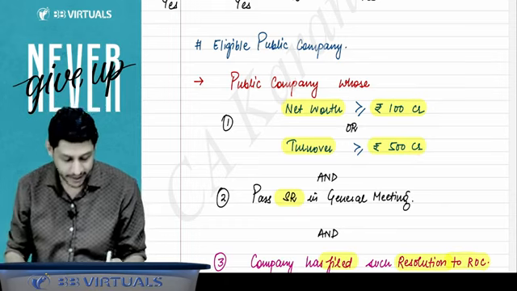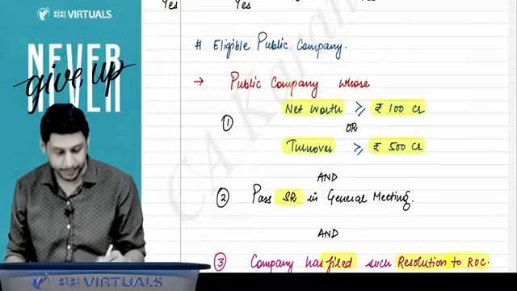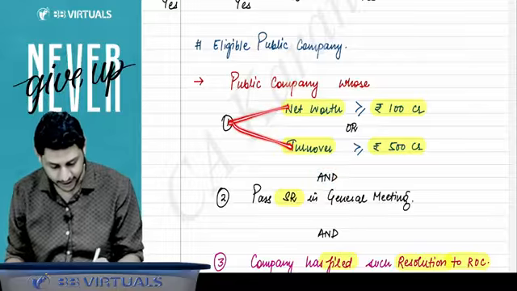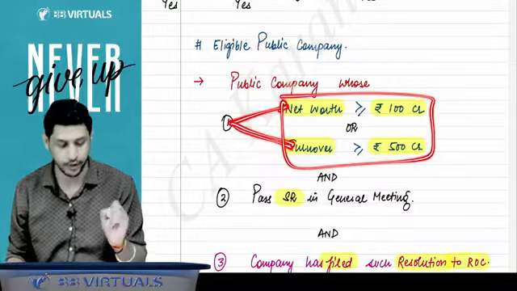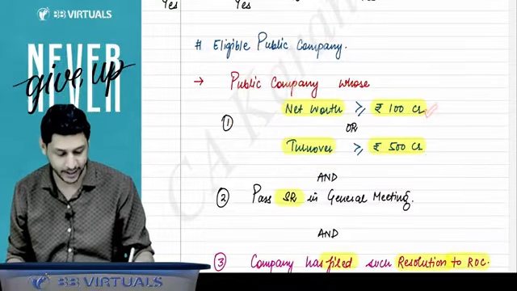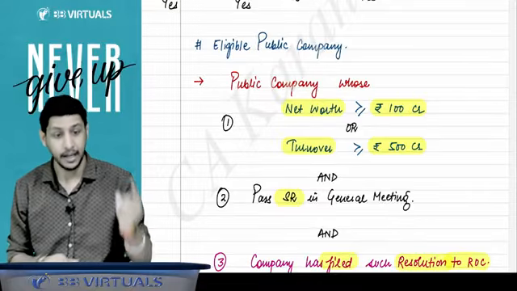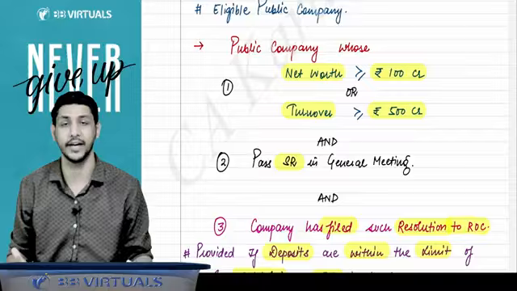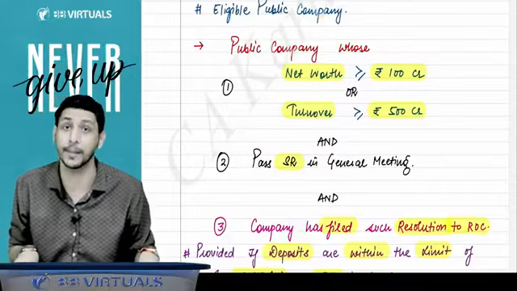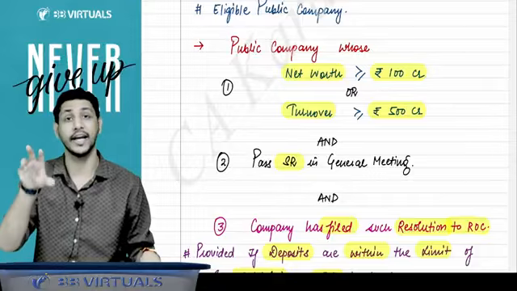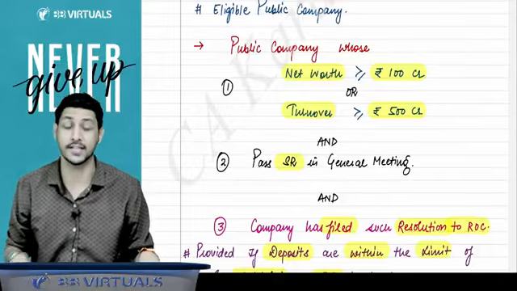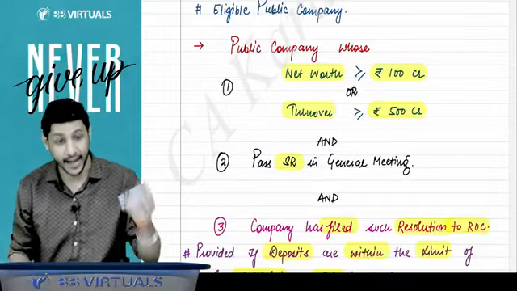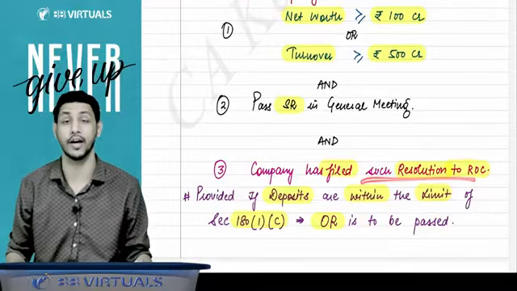But here "and" is written. So whatever I am telling you, in condition 1, two options are given to you. Either you fulfill this criteria or you fulfill this criteria. But along with that, you have to pass a special resolution in the general meeting. If you want to raise deposits from the public and you are an eligible public company, you have to pass a special resolution in the general meeting, and that resolution must be filed to the ROC.